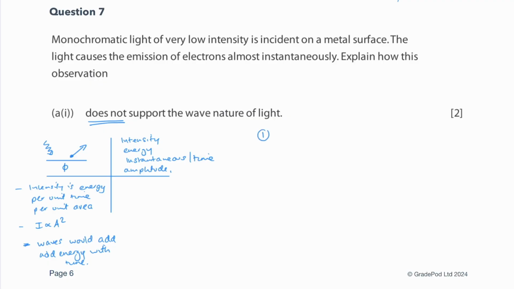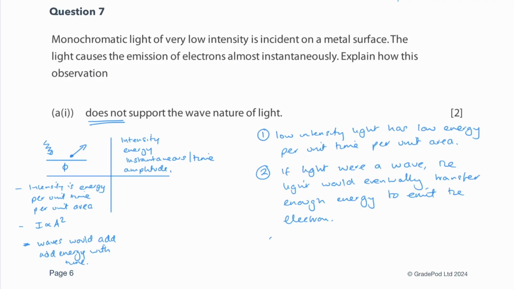So what we want to say is low intensity light has low energy per unit time per unit area. Then we want to point out that if light were a wave, the wave would eventually transfer enough energy to the electron to emit it. And finally, we want to say, given that the process is instantaneous, it means that light is not a wave.